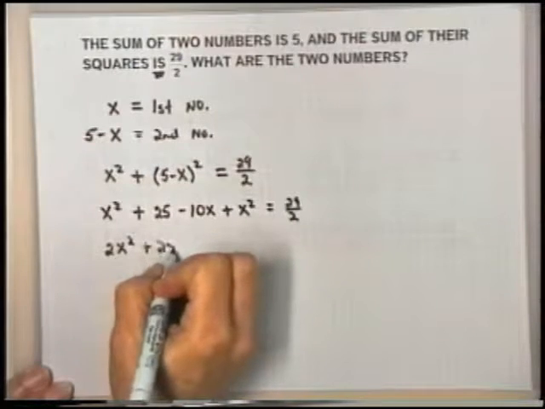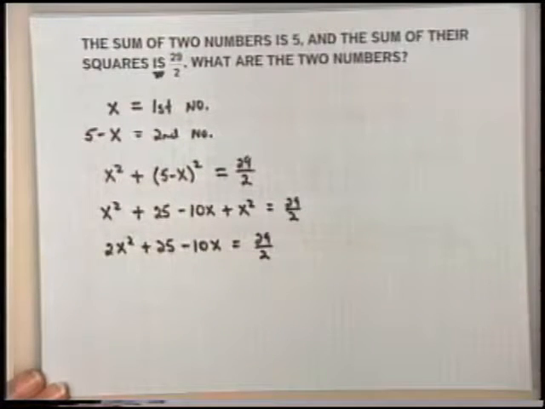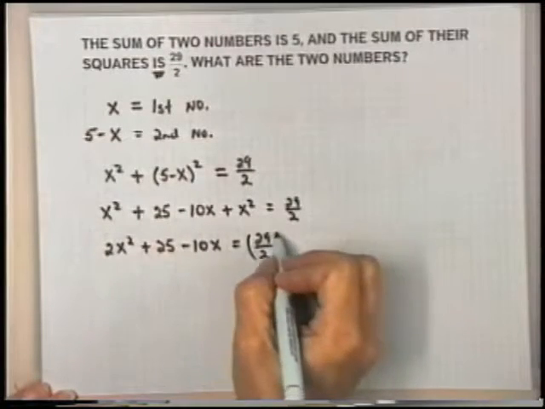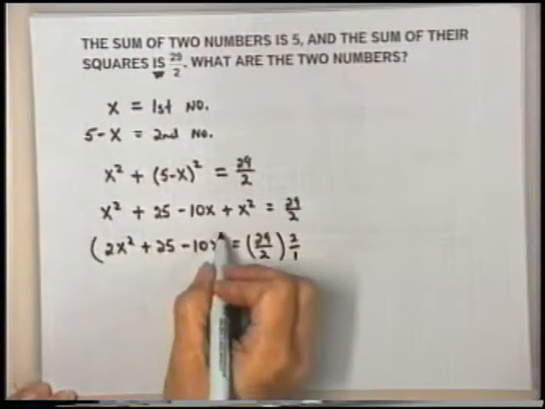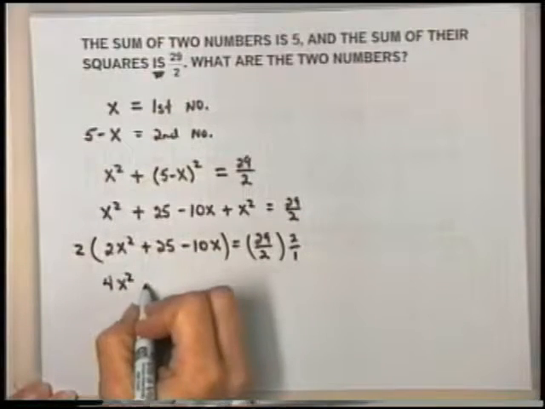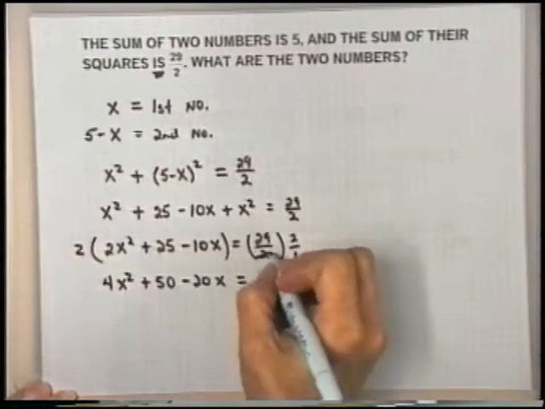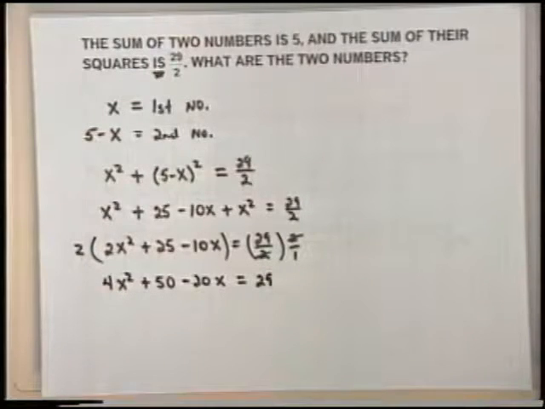Since I have two like terms over here, I'm going to add those. 2x squared plus 25 minus 10x is equal to 29 halves. Now, that fraction can make things a little bit more difficult if I choose to let it. However, remember that when you have fractions in an equation, you can clear the fractions by multiplying both sides of the equation by your common denominator. Since we only have the one fraction, our common denominator is 2. So I'm going to multiply both sides of my equation by 2. Distributing over here, I have 4x squared plus 50 minus 20x. And on this other side, notice our 2's cancel, and so we have 29.